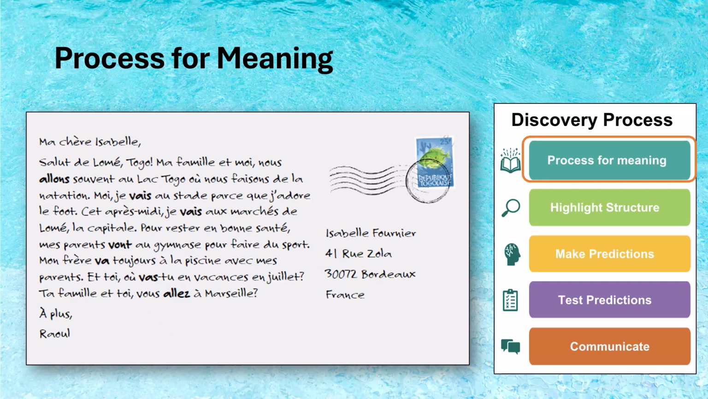So you could start by asking several clarification questions that would require a yes or no response. So for example, is Raul's brother going to the stadium? So students would respond that he's not, right? And then you can reinforce their understanding of the va form, that's the third person singular, by saying, yeah, that's correct. Raul's brother isn't going to the stadium, he's going to the pool.